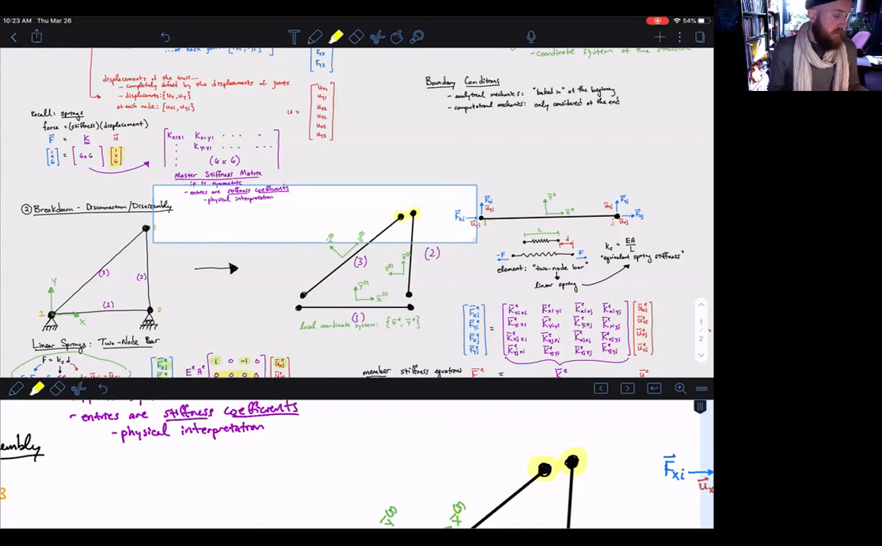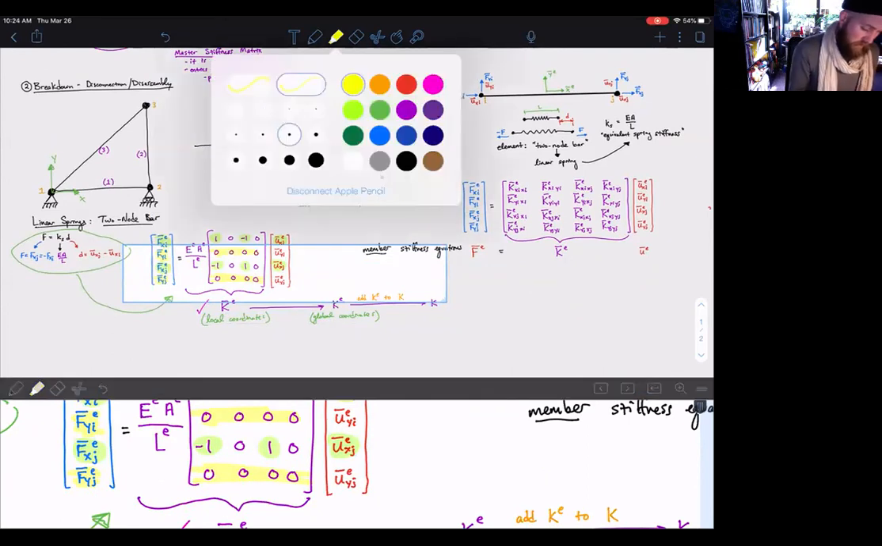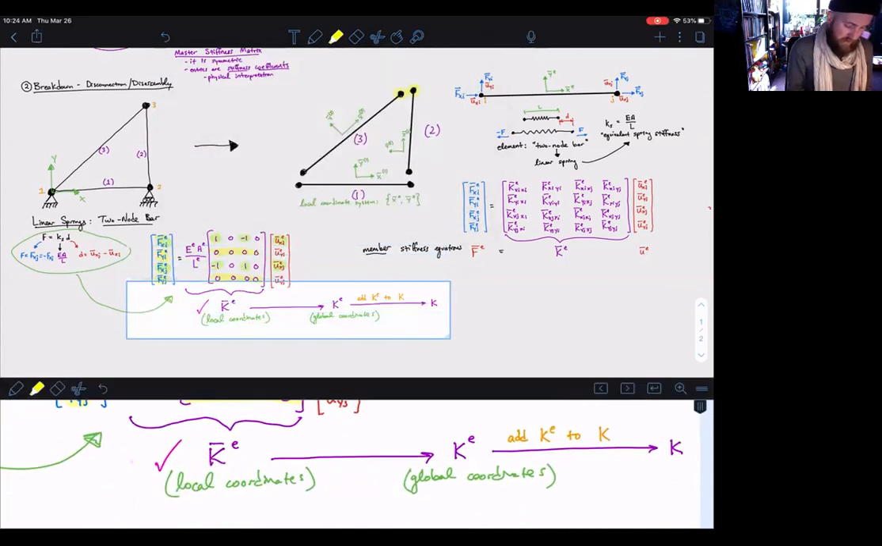Okay. Well, I think what I will do is stop here for today, and we'll pick this up again next Tuesday. And where we'll start next Tuesday is on how to take this in the local coordinates and turn it into K in the global coordinates.